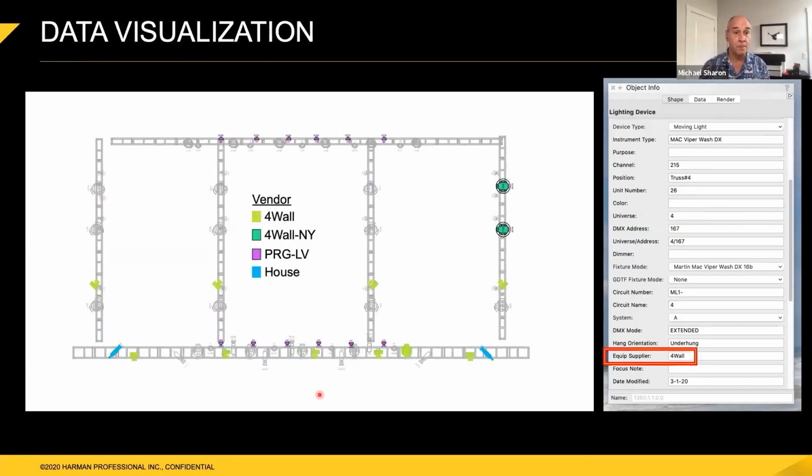DMX universes, I'll often do vendors. If I'm working on something like this, I'll know that I've got a couple of fixtures that are coming from Four-Wall, New York. So when the crew is working over on that section, don't look for the Four-Wall Las Vegas boxes. It's going to be maybe a different color, something else. Again, giving them information so they can quickly say, here are some things to be aware of. It's a temporary thing. Super useful to have.